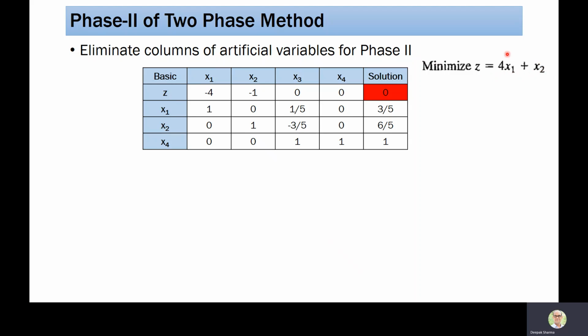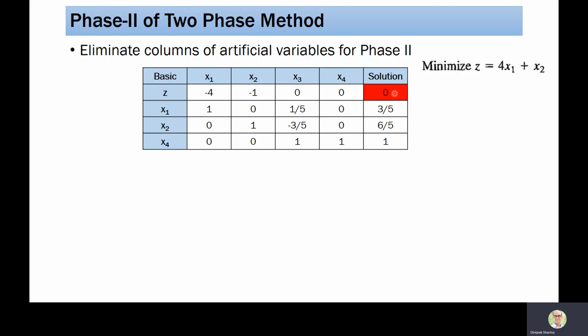Now the Z row corresponds to our original objective function. You know that the right-hand side terms we take to the left-hand side, and the right-hand side will become 0. So -4, -1, 0, 0, and it is 0.